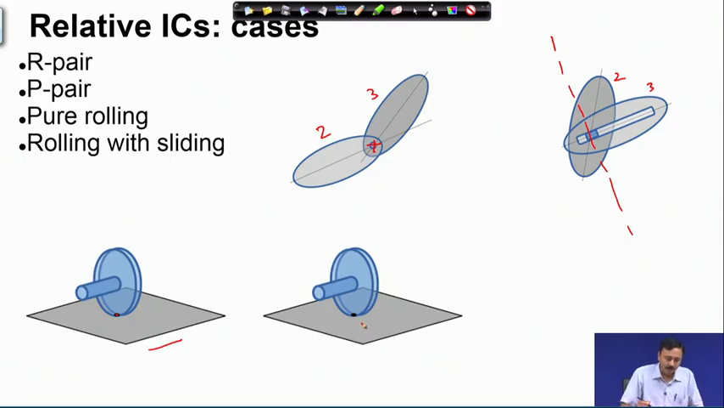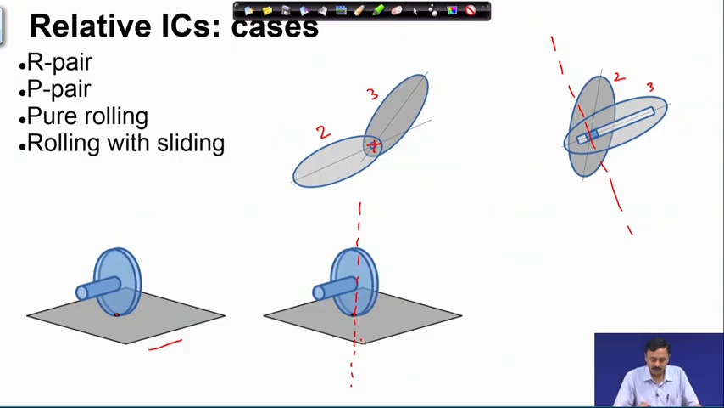In the case of rolling with sliding, this point does not have 0 velocity, it can have some arbitrary velocity. So, what we can at most say is the relative IC must lie on this line which is perpendicular to the ground and passing through the point. The relative IC must lie somewhere on this line which is not known. If this wheel is in pure translation, that means it is absolutely sliding, no rolling motion, then it is at infinity, as we have seen. But if it is rolling and sliding, it must be somewhere on this line.